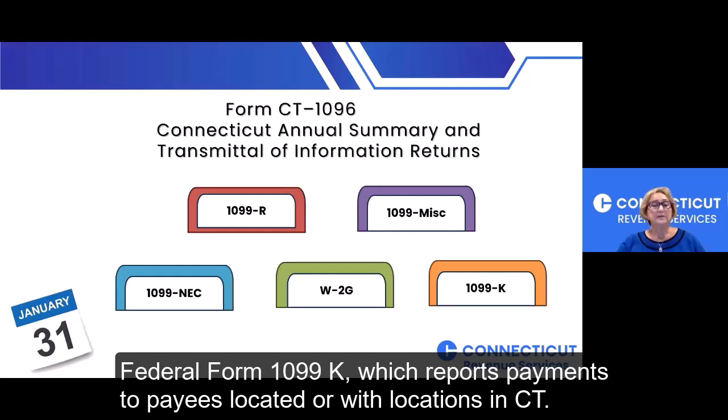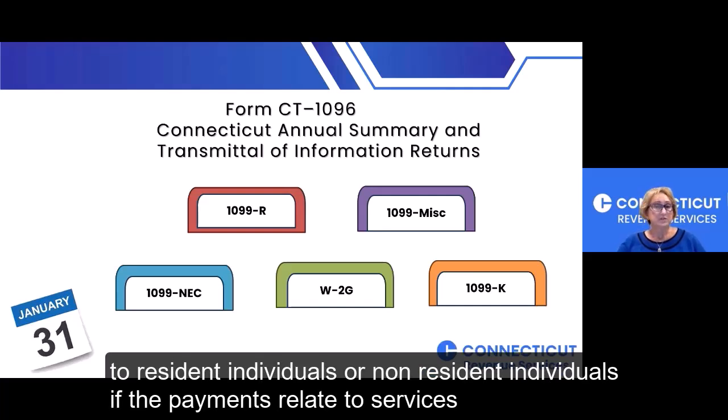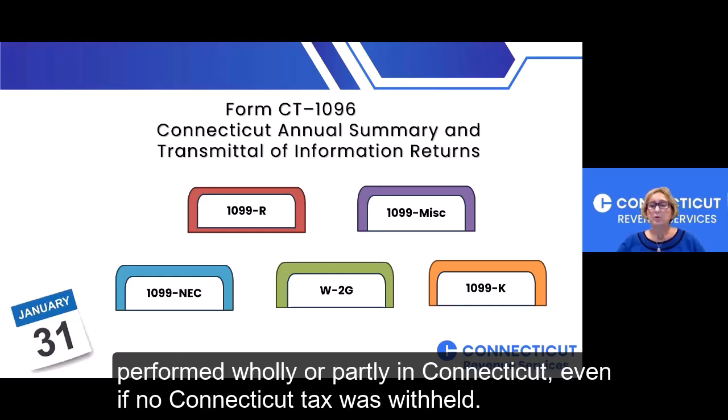Federal Form 1099-K, which reports payments to payees with locations in Connecticut. And finally, Form 1099 NEC, reporting non-employee compensation for payments made to resident individuals or to non-resident individuals if the payments relate to services performed wholly or partly in Connecticut, even if no Connecticut tax was withheld.